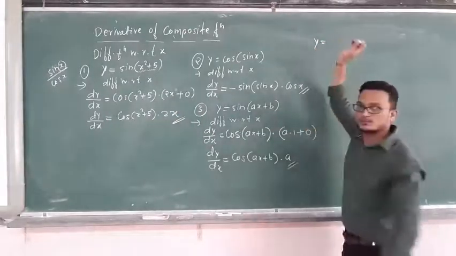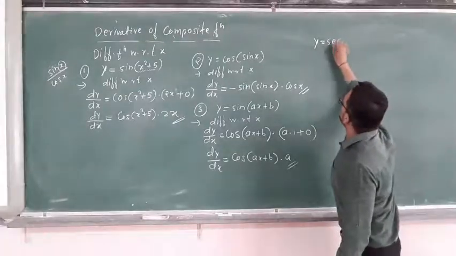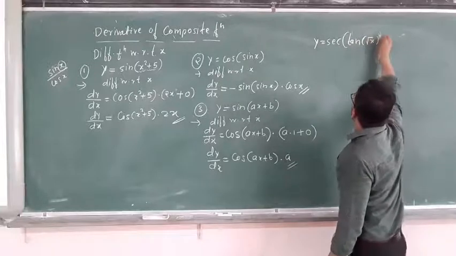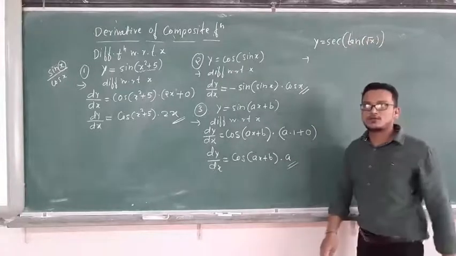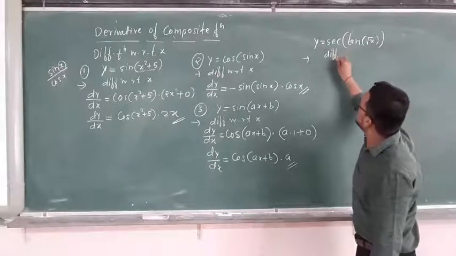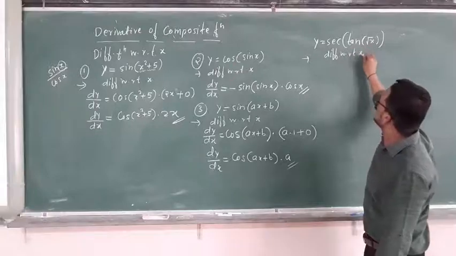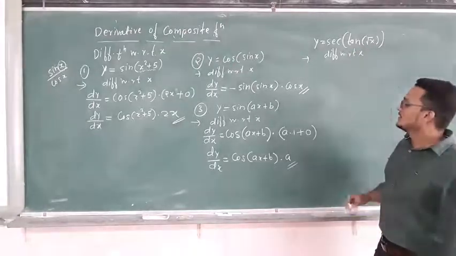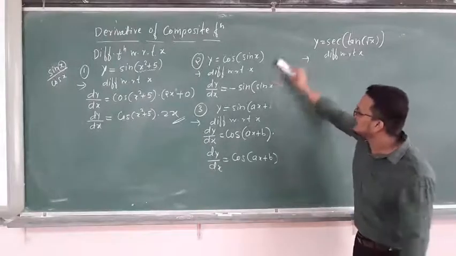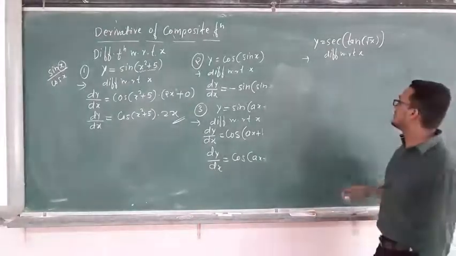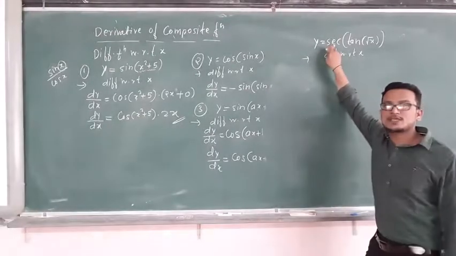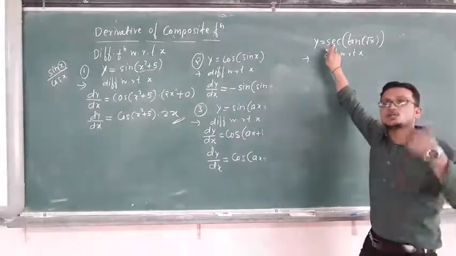y = sec(tan(√x)). Again, differentiate with respect to x. Now when you differentiate this, it is a combination of how many functions? Three functions. So first we have to take the derivative of sec. What is the derivative of sec x? That is sec x tan x.